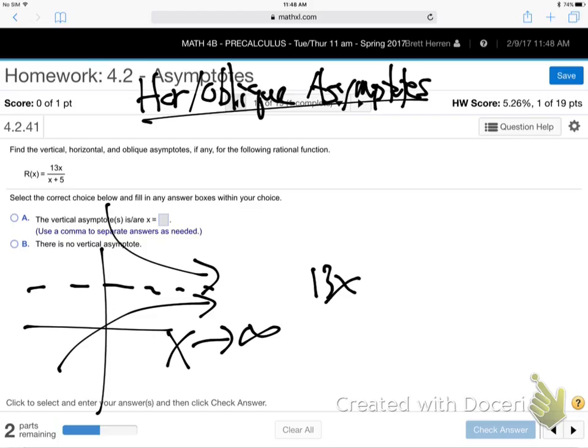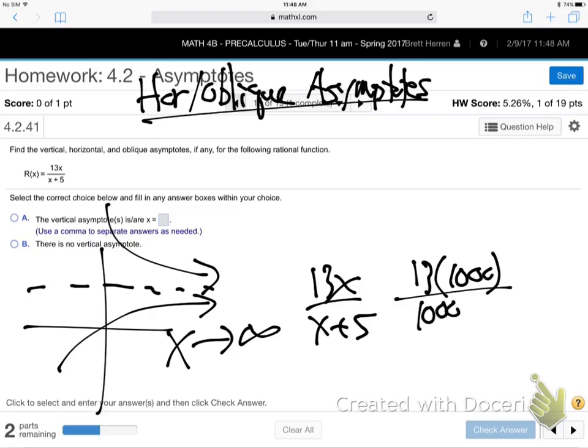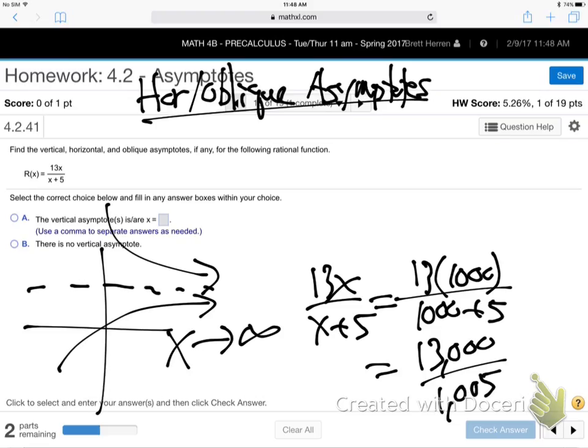Think about our function, 13x over x plus 5. Think about what would happen. When you're thinking about horizontal asymptotes, you're thinking about what would happen way off to the right, or left, same thing. So let me just go way off to the right and plug in 1,000. What if I plugged 1,000 in for x? About what would that fraction be? Well, it'd be 13,000 over 1,005. See, I'm just playing with numbers. See how that plus 5 is silly? That plus 5 isn't doing anything important. And I'm only plugging in 1,000.